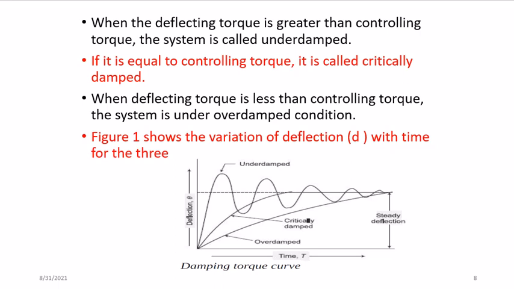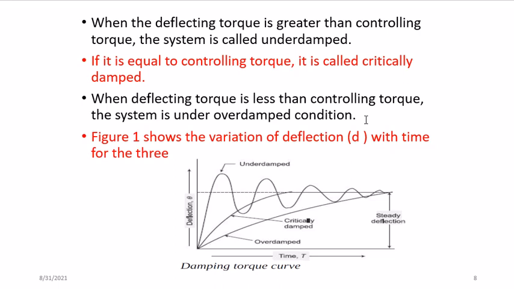Now, whenever the deflecting torque is found to be greater than the controlling torque, then the system, we call it underdamped. Actually, in ideal situation, we want them to be equal and opposite. And if it is exactly equal to the controlling torque, then we can say the system is critically damped. That is, it will be in a stable condition. But whenever the deflecting torque is less than the controlling torque, then the system, we call it overdamped, because the movement of the pointer will not give accurate result. It will not reach the point it's supposed to reach, because the controlling torque is higher than what?